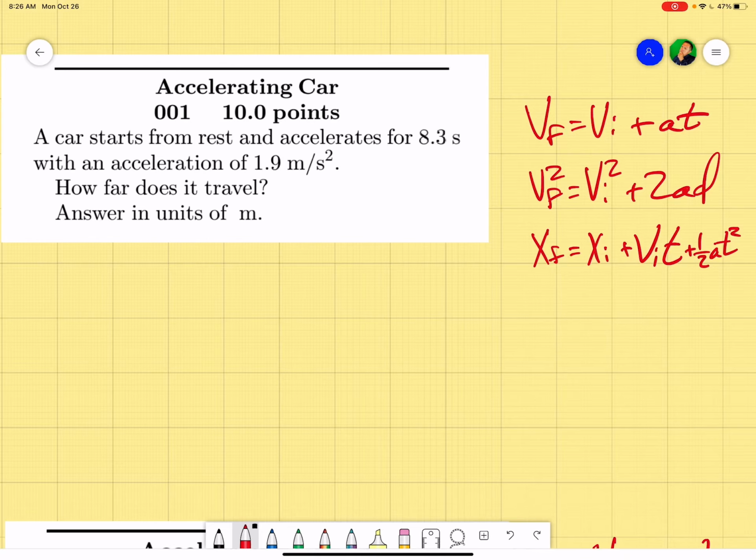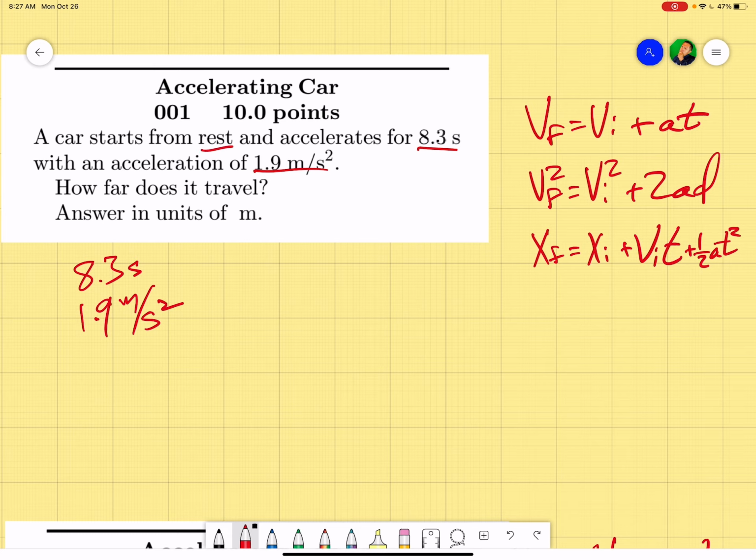Okay, everybody. So here's our first UTexas Big Three type of question, and we are given a few things. So let's just list our givens to start with. We have 8.3 seconds, so we're going to list that right there. We have 1.9 meters per second squared. Now your numbers will be different than mine. Okay, so keep track of that, but you'll just change your numbers for my numbers for yours.